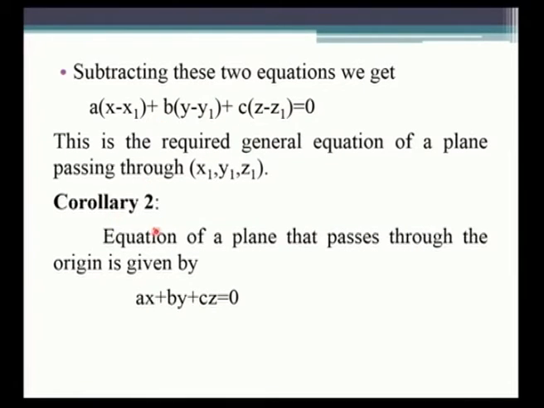Next, corollary 2. In this corollary, the equation of a plane that passes through the origin is given. The equation of a plane that passes through the origin is ax plus by plus cz is equal to 0.